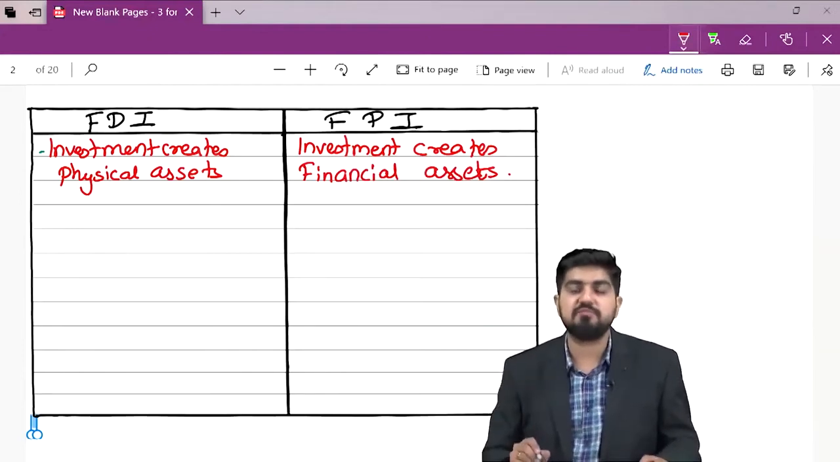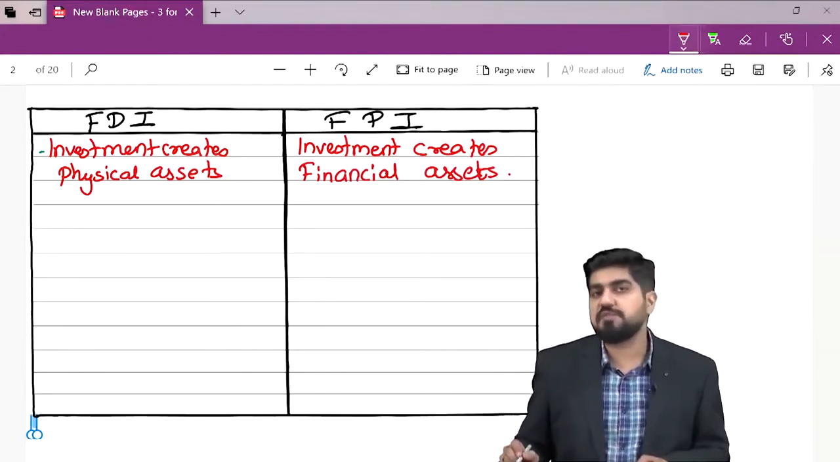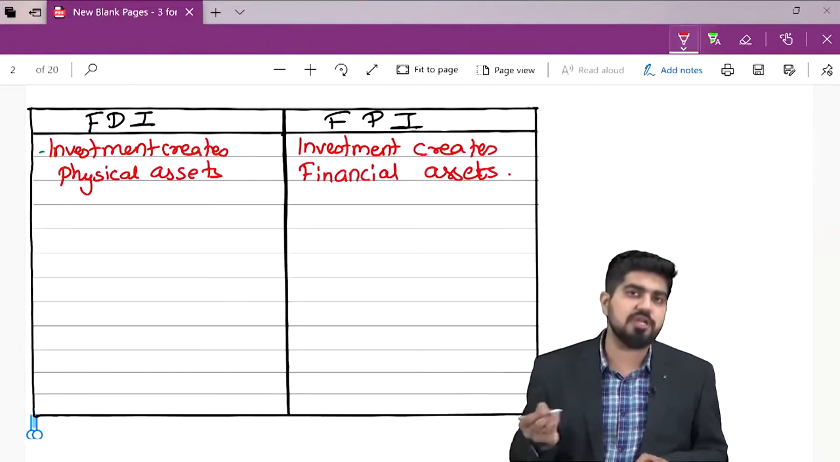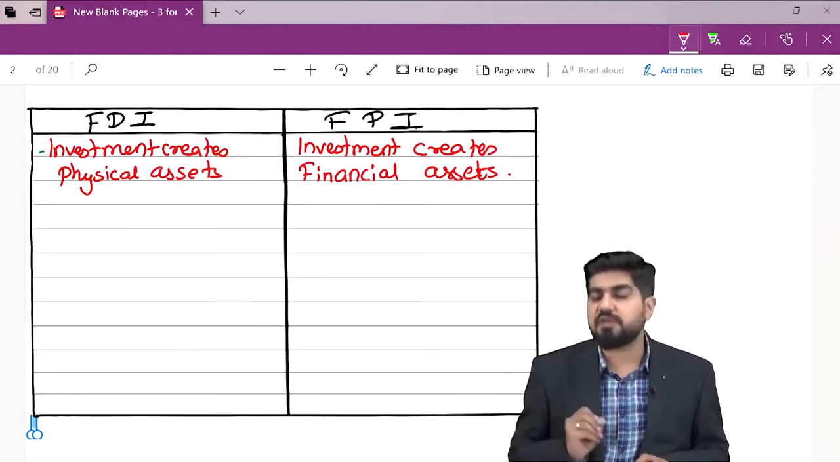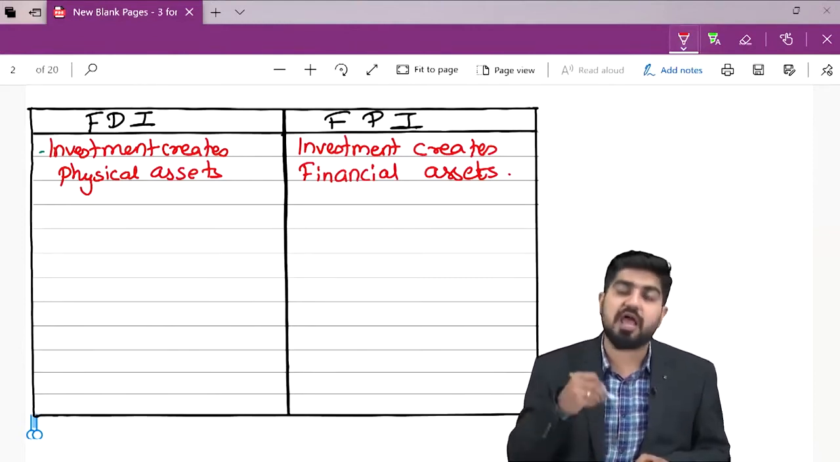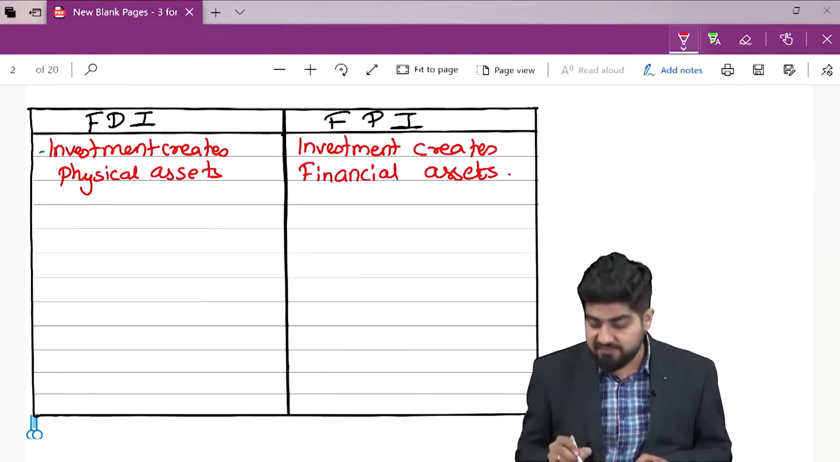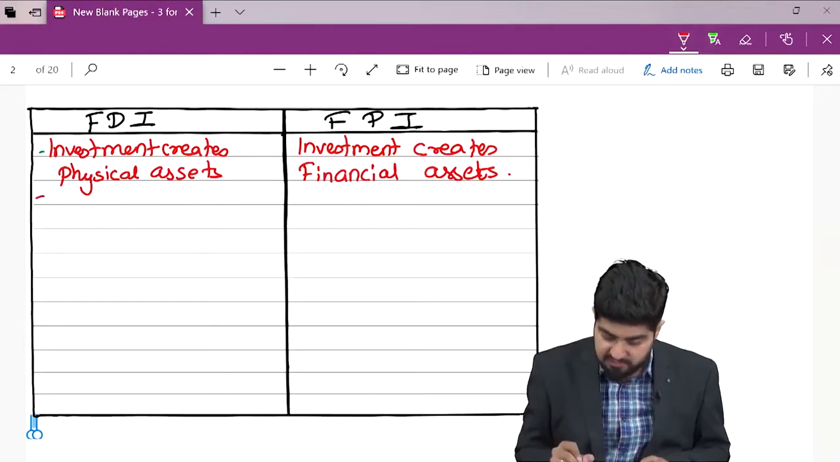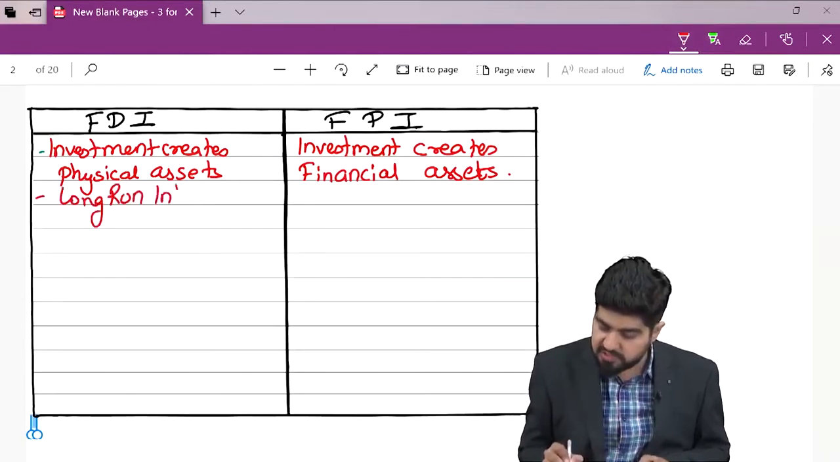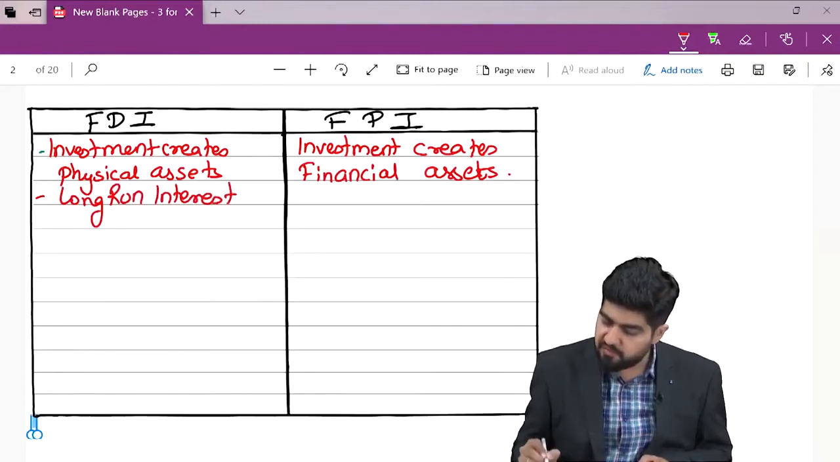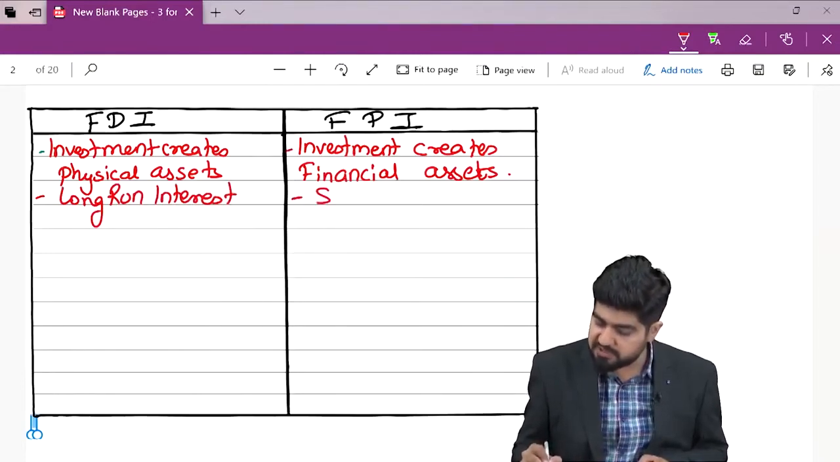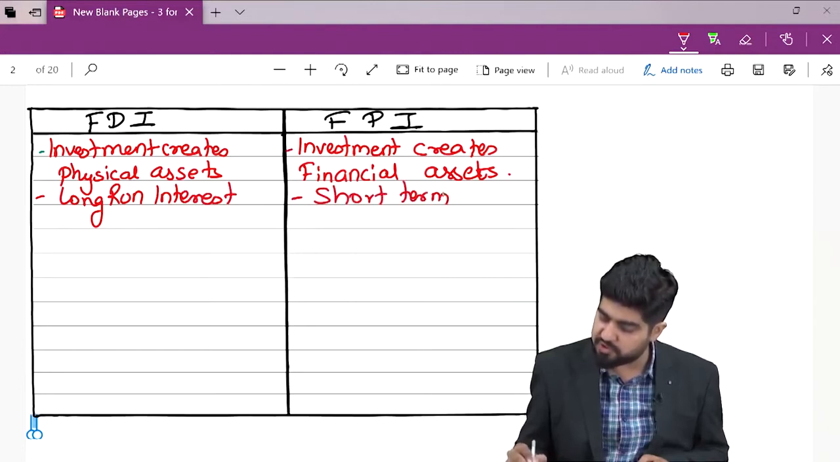Now, can you tell me which type of investor will be invested for the short run and which type of investor will be having an interest in the long run? Yes, FDI investor will have long run interest, whereas FPI investor will just be investing for short term or short tenure. So, short term interest.